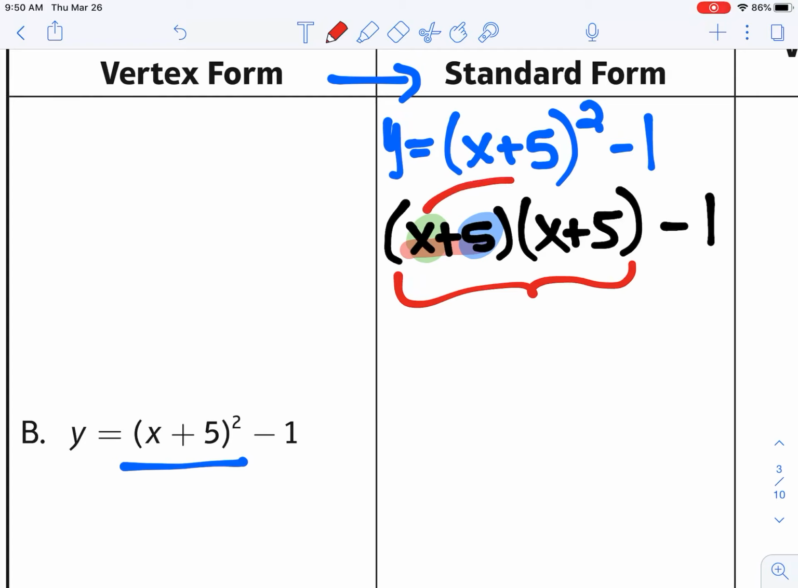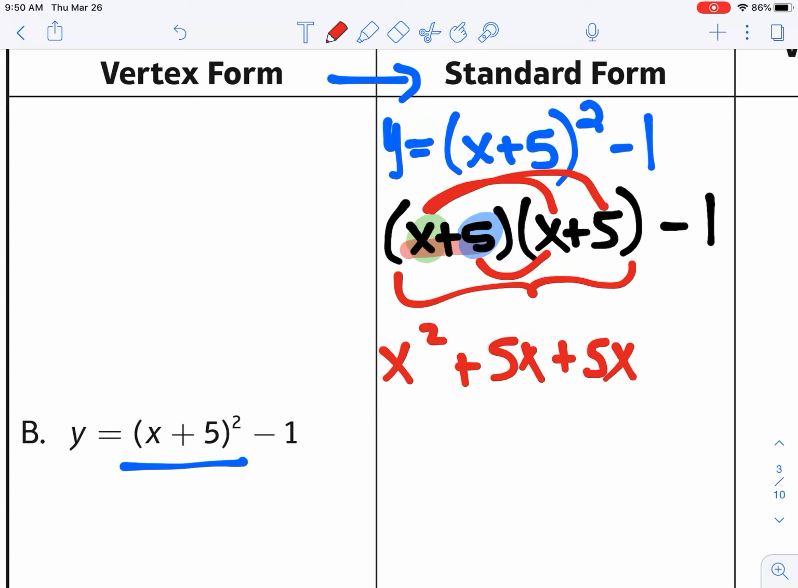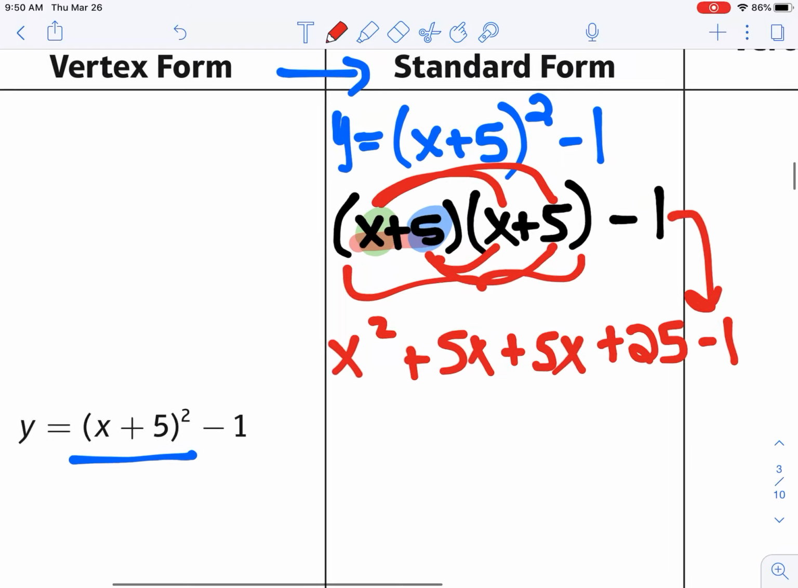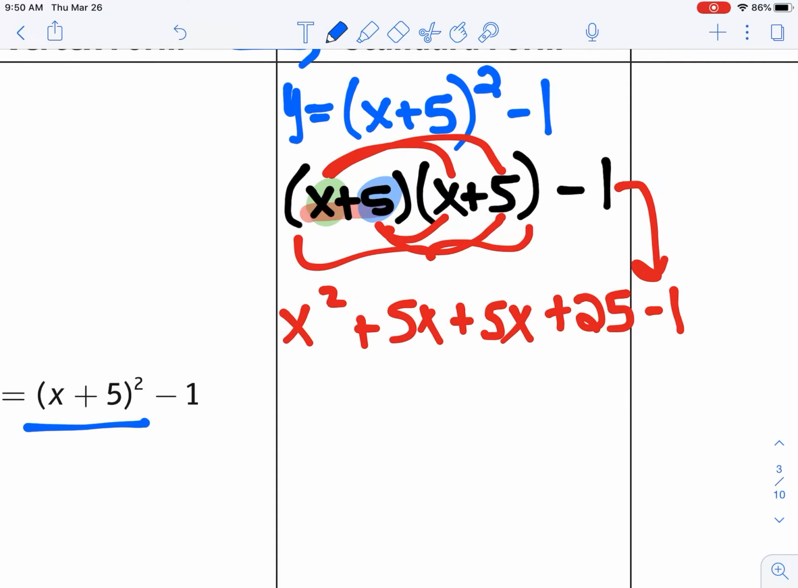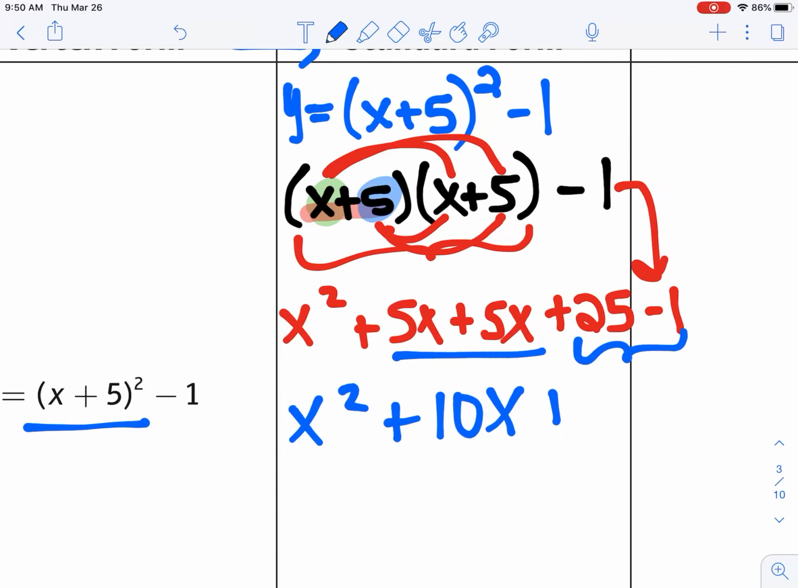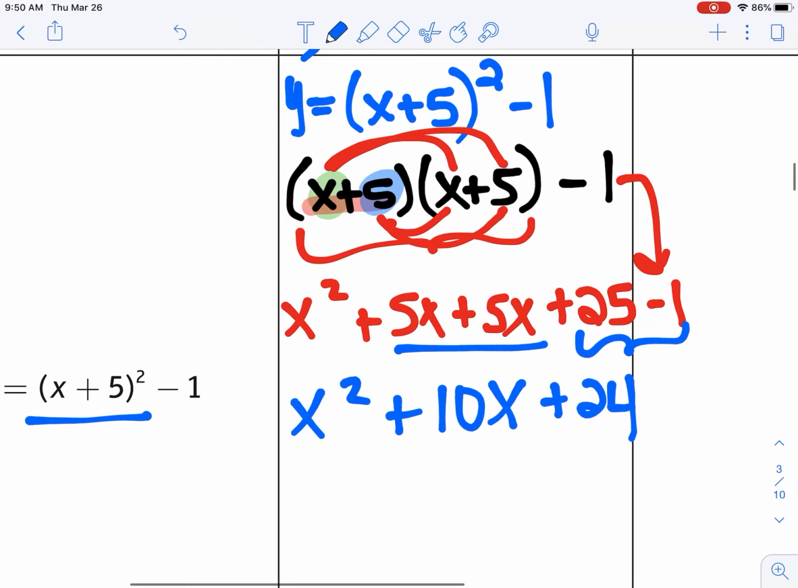But let's prove it. x times x is x squared. x times a positive 5 is a positive 5x. And then 5 times x is again a positive 5x. And then 5 times 5 is 25. Since all we're doing is adding and subtracting, I can attach that negative 1 now. Pause at this point to see if you can find the pattern. Now you get x squared plus 5x plus 5x is 10x. And then 25 minus 1 is a positive 24.